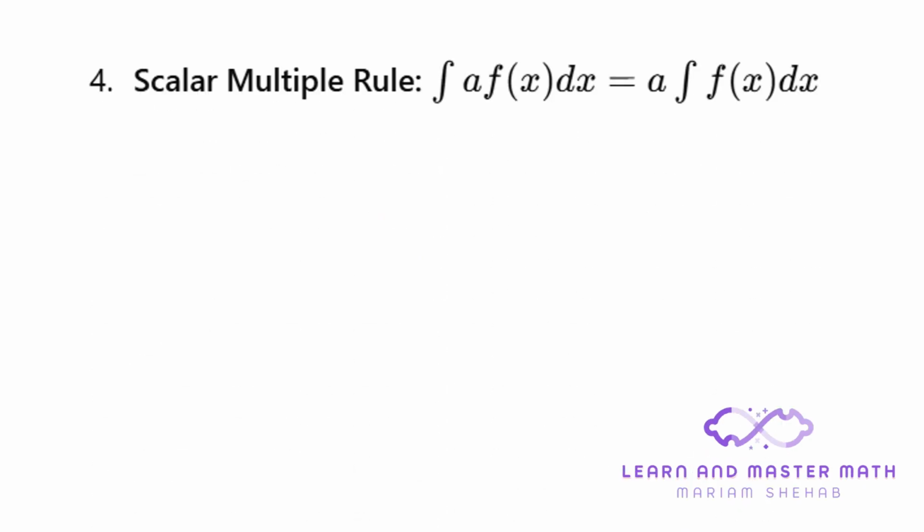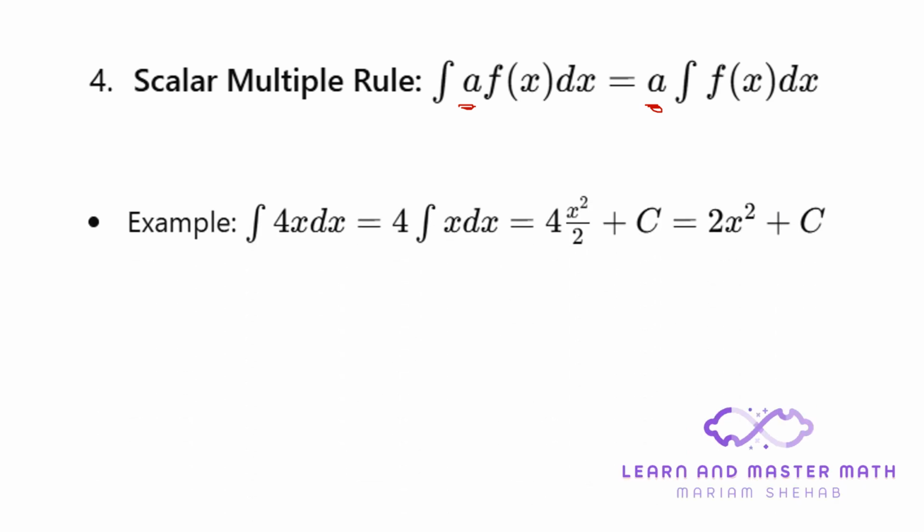Scalar multiple rule. Whenever you have a constant multiplied by a function and you're integrating, just take out this constant and integrate your function normally. For example, if you're integrating 4x dx, take out the 4 and then integrate x to the power 1 dx. So it becomes 4x squared over 2. Sure, you have to simplify 4 over 2, and the answer is 2x squared plus c.